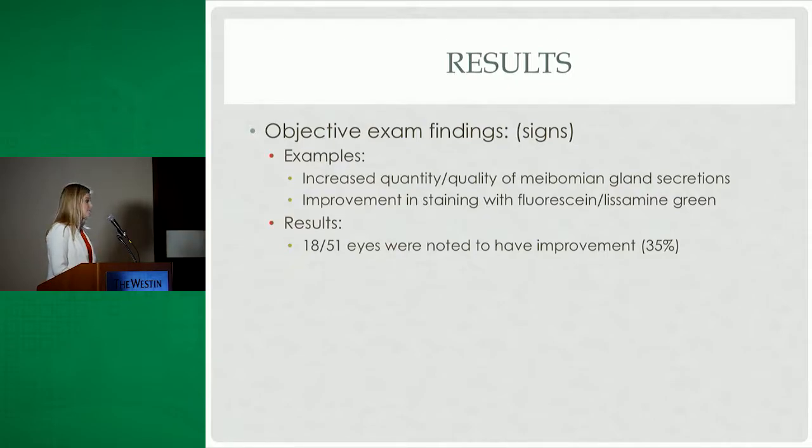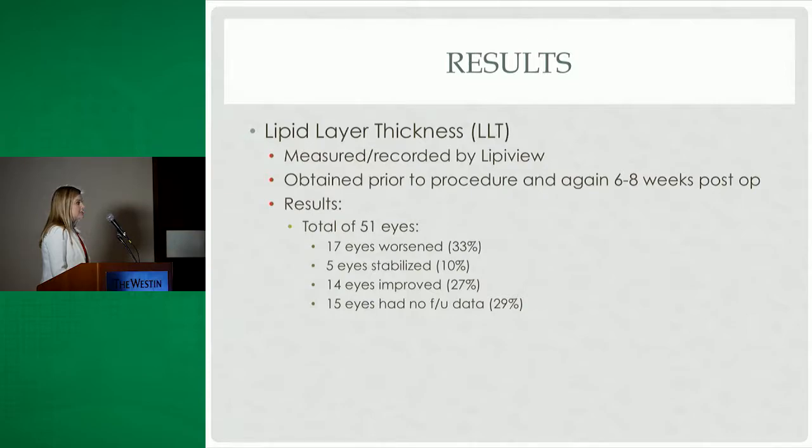When we looked at the objective exam findings, these are the signs that are seen on exam. We were looking for increased quantity or quality of meibomian gland secretions. Were they more liquid? Were they less cloudy? And any improvement in staining with fluorescein and lissamine green. And what we found was that 18 out of 51 eyes were noted to have an improvement, about 35% of patients.